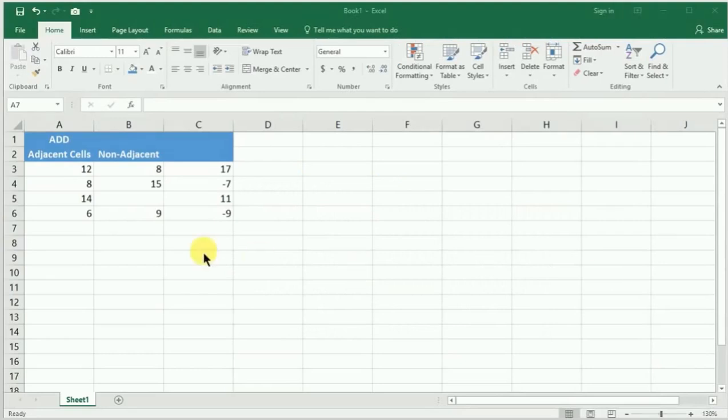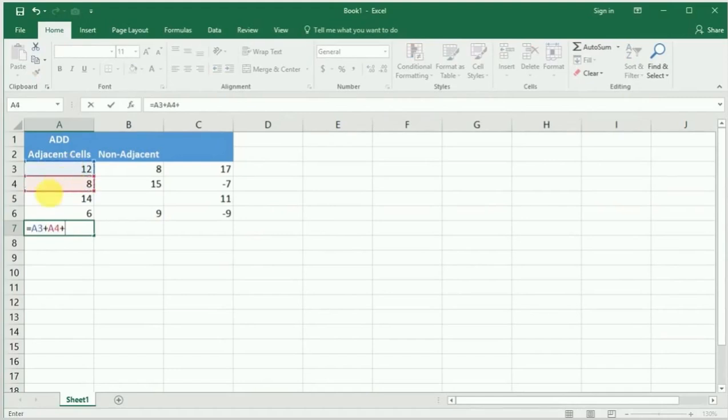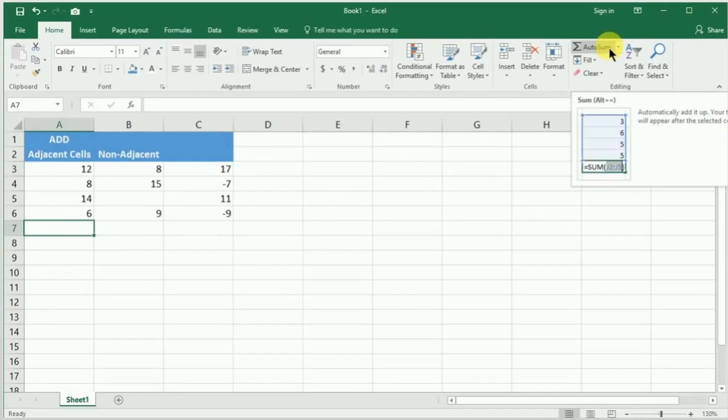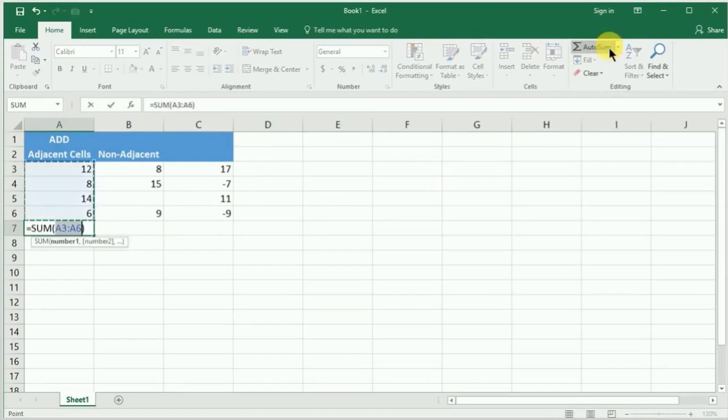AutoSum makes it easy to add adjacent cells in rows and columns. You could type equals A3 plus A4 plus A5, etc., but that could be tedious with a large amount of data. Instead, click the cell to the right of a row or just below the column of where your data is housed. Then, on the Home tab, click the AutoSum, which looks like the Greek letter sigma. Confirm the formula is what you want to calculate, and simply press enter.